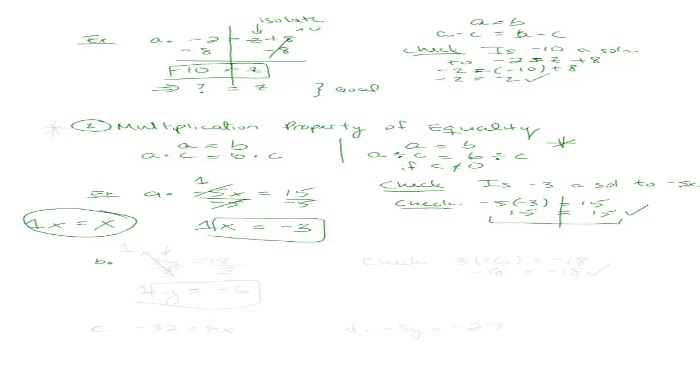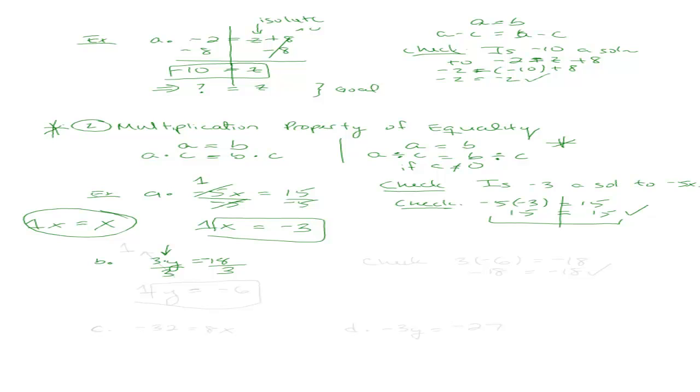So let's try another example. Let's say we have 3y equals negative 18, and I want to figure out what y is. Well, remember there's a times sign here, so if I have 3 times y, and I want to get y by itself, I can just divide by 3. And whatever I do to the left of the equal sign, I have to do to the right of the equal sign. That's what the multiplication property of equality told me.